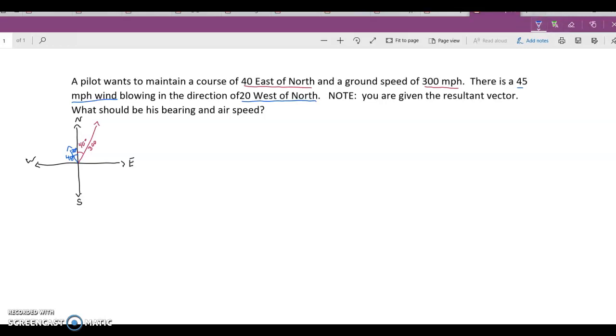So, we are given the resultant vector. We are given the course that he wants to maintain and the bearing that he wants to maintain that speed at. So, we want to find what he needs to set his speed and his bearing to, so that when the wind is accounted for, he is going on a course of 40 degrees east of north and a ground speed of 300 miles per hour.